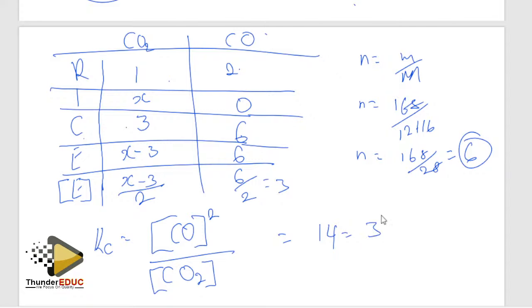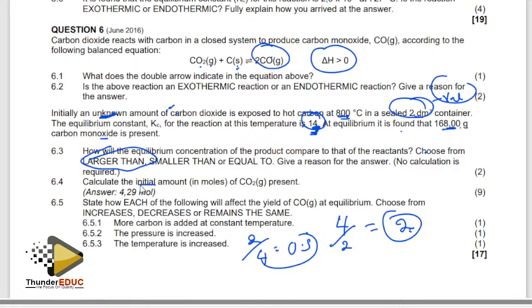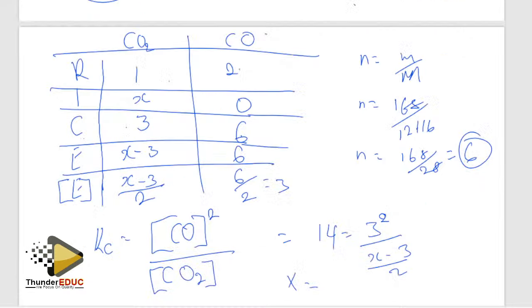3 squared divided by (x minus 3) over 2. So when you reciprocate, then you solve for x, and x must give you this number they have given you here. When you calculate, it must give you that number, which is 4.29. That's the first instance. The first instance is when they bring this Kc and they have hidden something here. You understand?